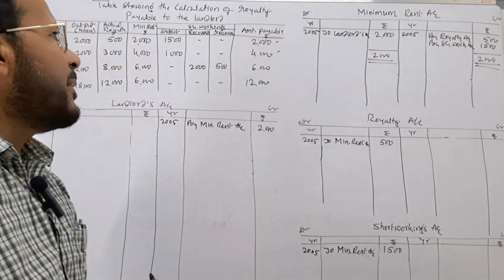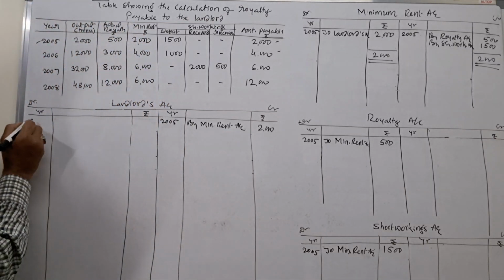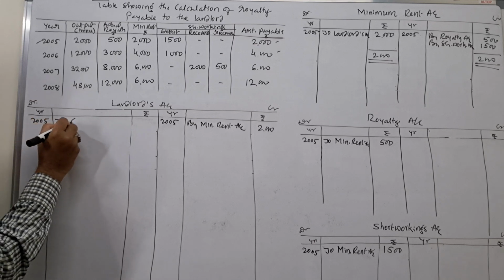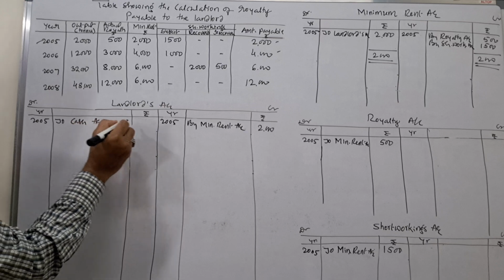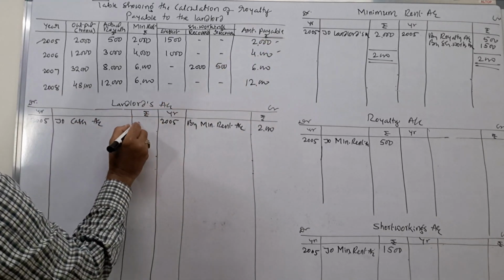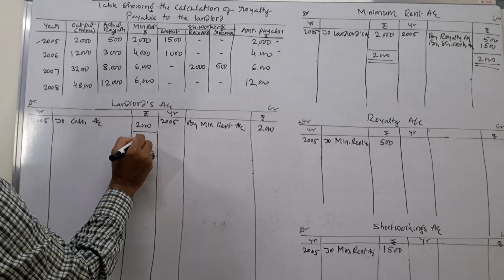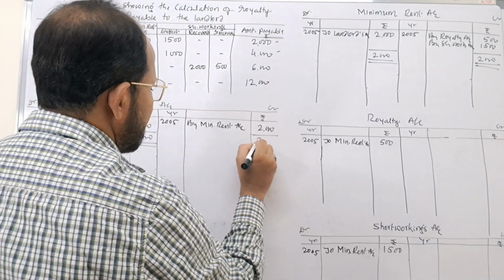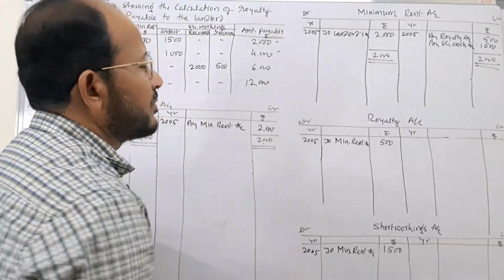Now when the payment is made to the landlord, what journal entry do we pass? In the year 2005, landlord account is debited and cash account is credited with the amount of cash paid. Rupees how much? Rupees 2000. Now, landlord's account is closed. Here you write rupees 2000.